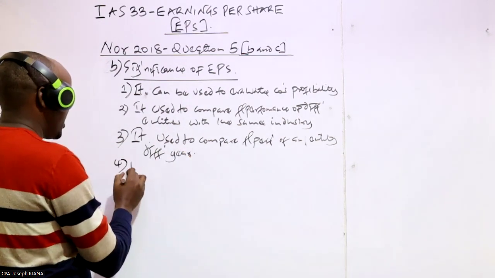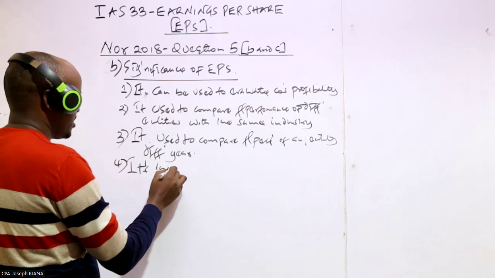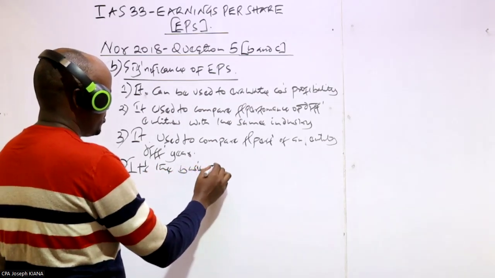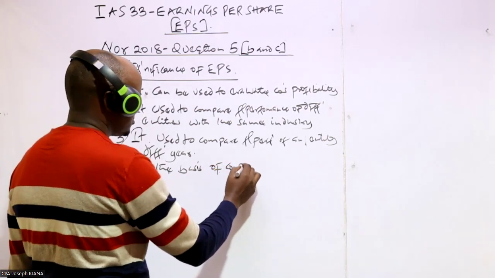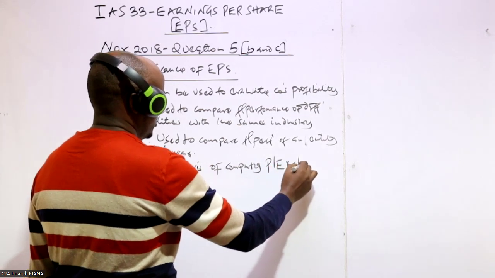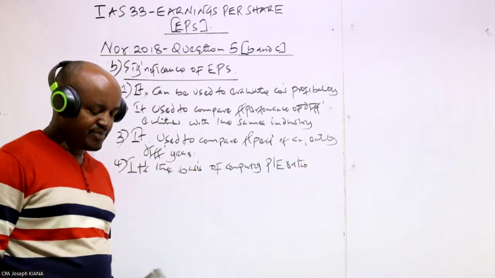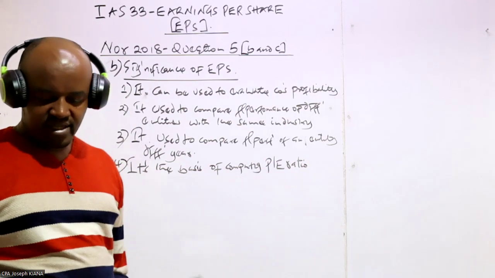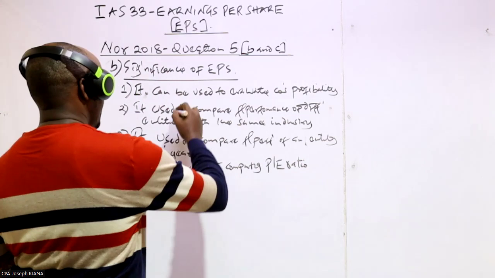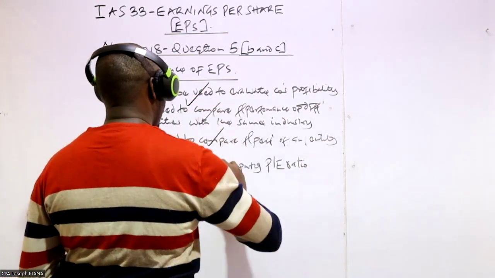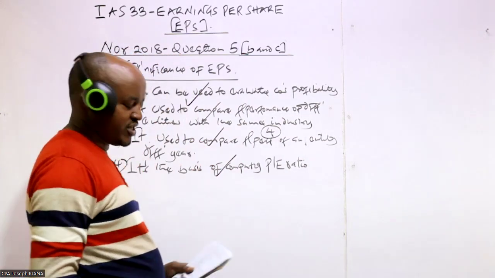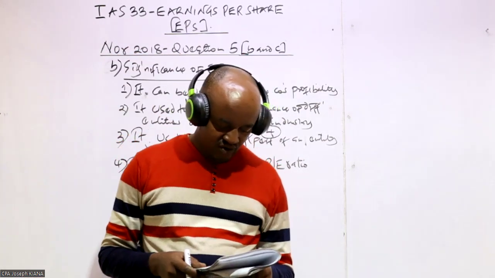And finally, we can say it is the basis of computing the price earnings ratio. It is used by the company in computing the price earnings ratio. So these are basically some of the significance of earnings per share, and candidates, by giving those importances of earnings per share, were earning 4 marks.